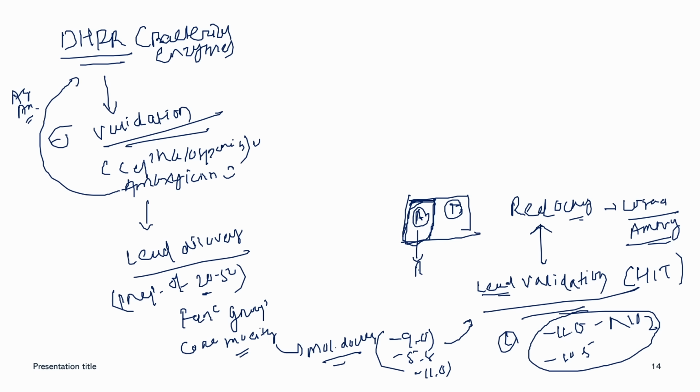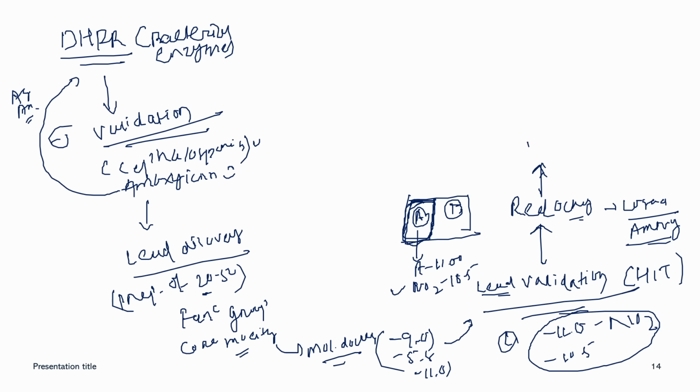We get a result for amoxicillin of minus 11. We perform the same molecular docking at this position for the nitro derivative and it shows a result of minus 10.5. As it is showing very similar results, we go for the synthesis of that ligand molecule containing the nitro group.